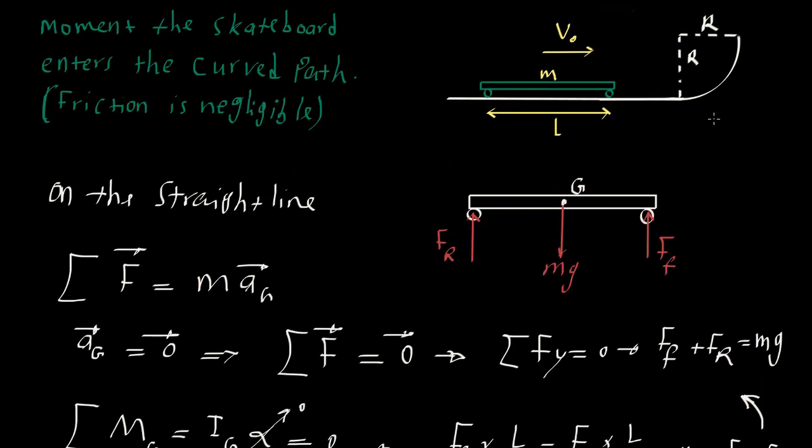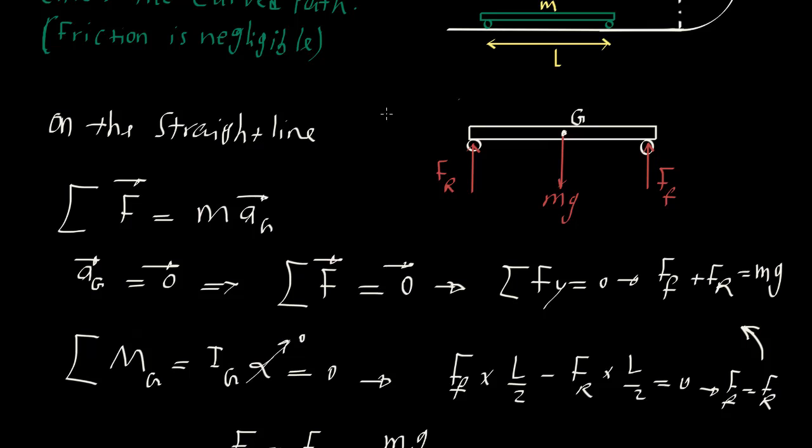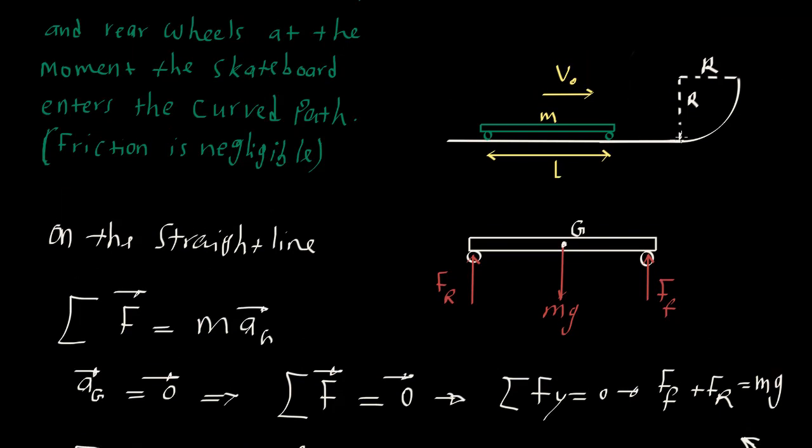Because of the symmetry that we have and because there is no acceleration, half of the weight of the skateboard is carried by the wheel at the front, and half of the weight is going to be carried by the wheel at the end, at the rear side. So that's when the skateboard is on the straight line. Now let's imagine the skateboard at the moment that it enters the curve path. So let me copy this.